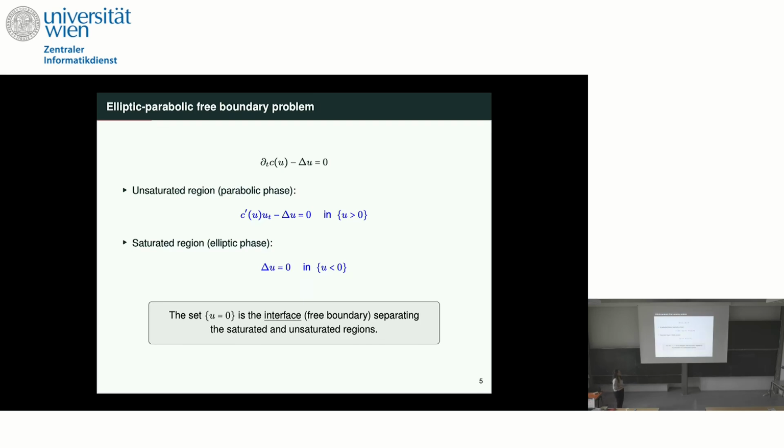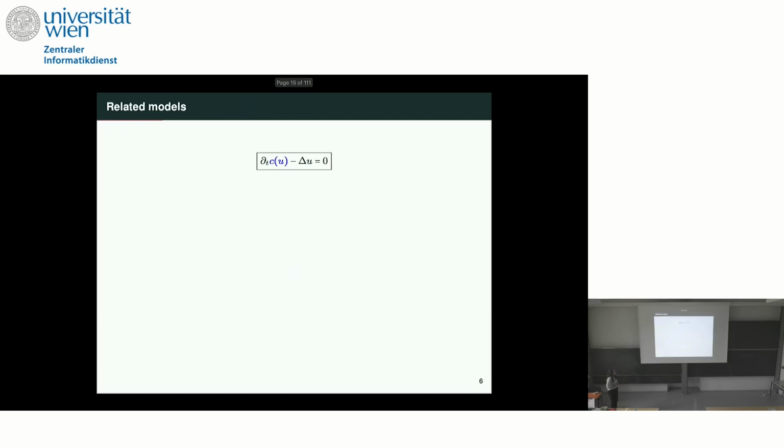Okay, and we're going to see what kind of challenges arise in this type of model. Before, I just wanted to briefly comment on some related models where this type of equation appears. For example, the conductivity problem. It's a model where C of U is given by a piecewise linear function.